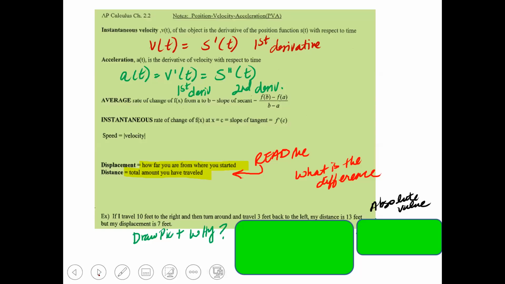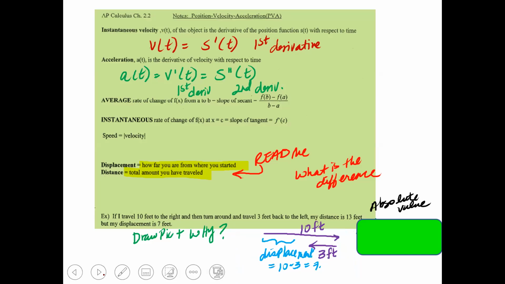All right, let's go to the next part. Example, if I travel 10 feet from the right side and then turn around and travel 3 feet back to my left, my distance is going to be 13 feet, but my displacement is 7 feet. So to draw a picture that makes sense of this, the difference between distance, which is total amount traveled, and displacement, which is how far you are from where you started, is like this.